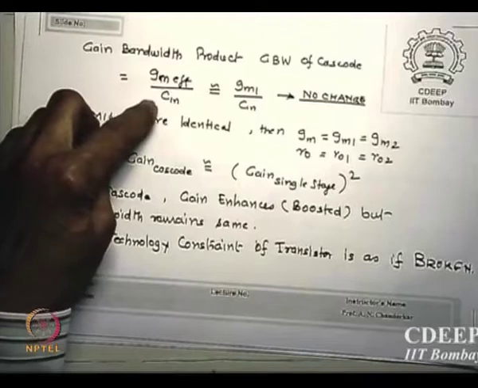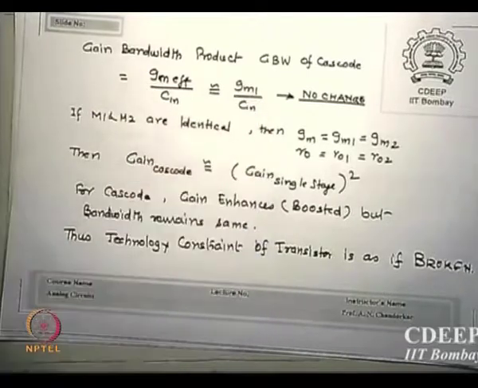Please remember, gain boosting is not the only thing we achieved. What did we hold constant in that? GM. Even with cascode we maintain the same GM. GM1 is GM effective. Because of that, one can see the gain bandwidth product is GM effective by Cin, GM by Cin, because GM1 is the same, is that correct?